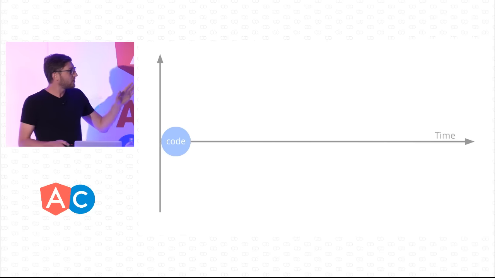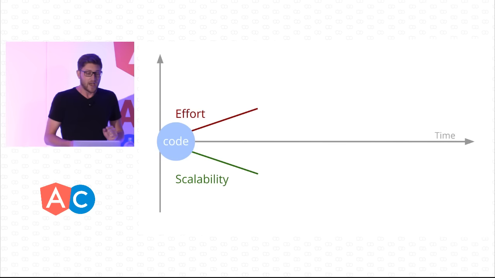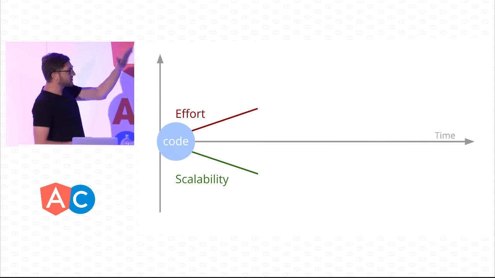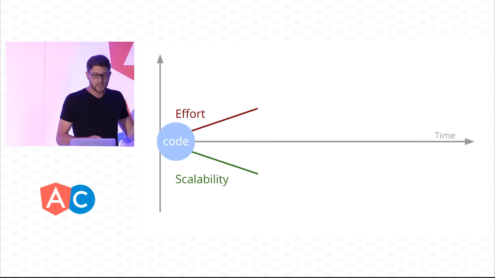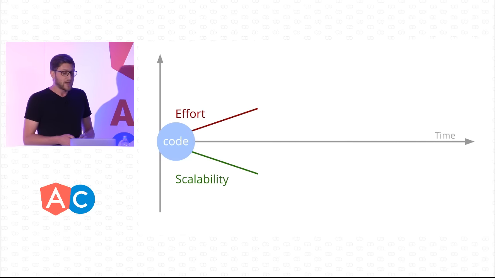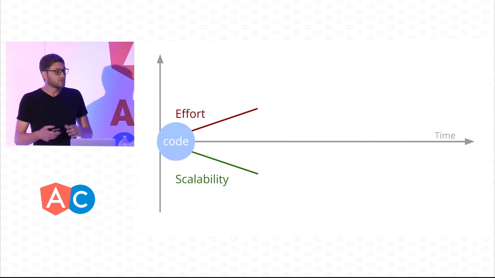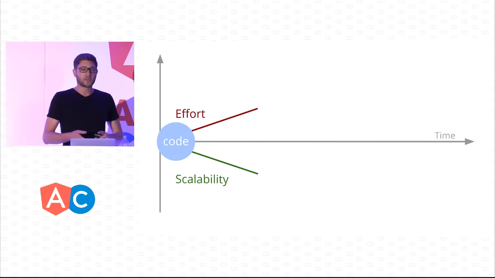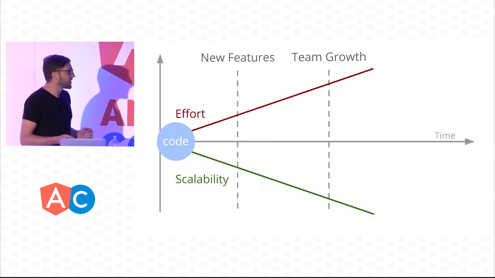If we now look at this graph, this really scientific graph, by the way, we could say that our effort for adding new features increased, while our scalability kind of decreased, especially when we were adding more features, changing features, and business requirements changed. But I guess that's not big news to you, because we are in software development. That's a problem we have all day.